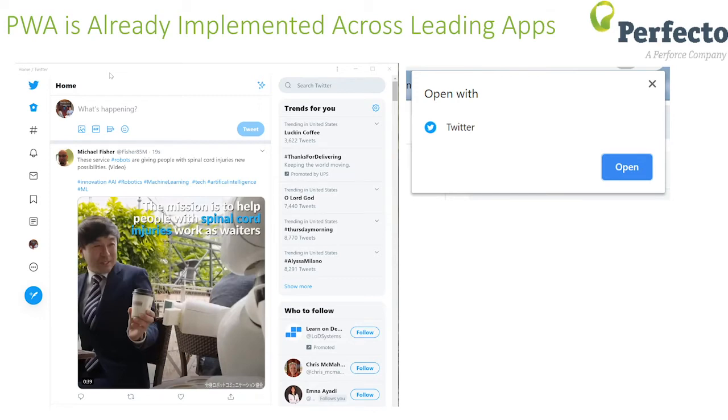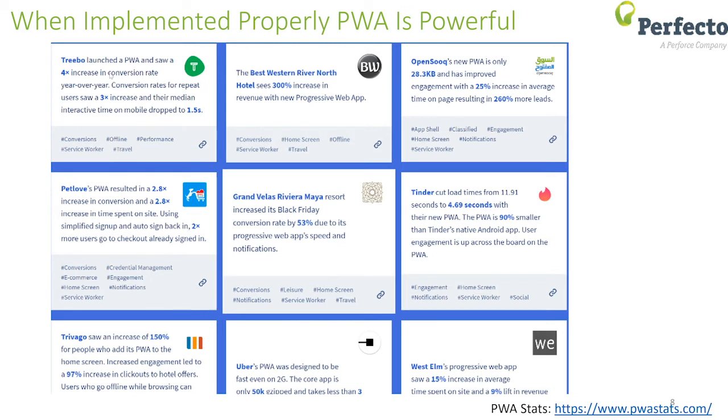Twitter is just one example. If you want more examples, go to pwastats.com. There are plenty more examples, including some benefits to the business from transitioning websites from responsive to progressive. You can see here the Best Western River North Hotel saw almost a 300% increase in revenue with a new progressive web application, and there are many more, Trivago and Uber, all familiar brands that expanded their business success through switching from responsive to progressive.